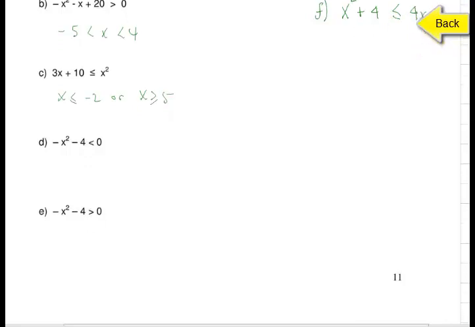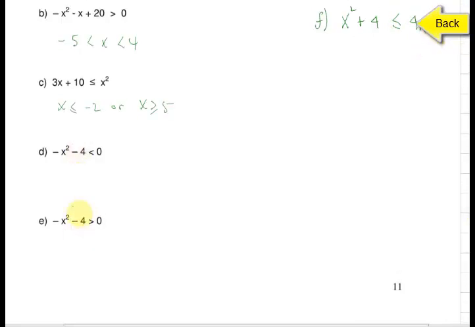Okay, now D and E are related. Notice they're the same inequality. The only difference is that on the first one we want what's below the x-axis, and on the second one we want what's above the x-axis. Now, neither one of these is factorable. Okay, so we're going to sketch our graph using a different method.